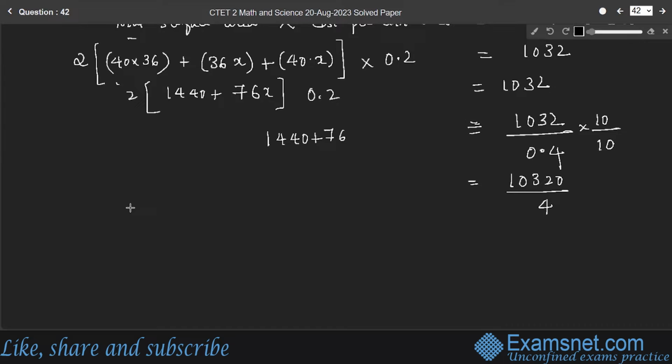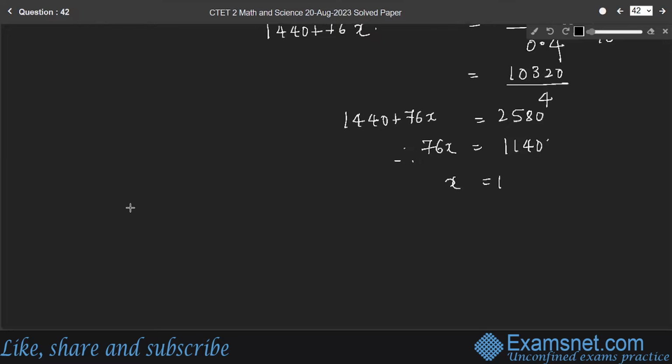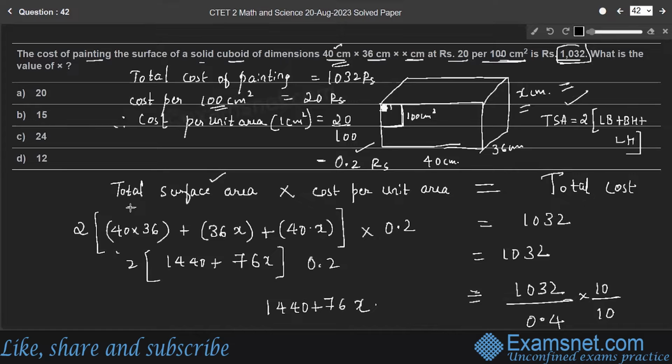10,320 divided by 4 is equal to 2580. So 2580 is equal to 1440 plus 76x. Therefore, 76x is equal to 2580 minus 1440, which is 1140, right? Therefore, value of x is 1140 by 76, which is equal to 15. So x is the height of the cuboid, 15 centimeter. Therefore, value of x is option B.